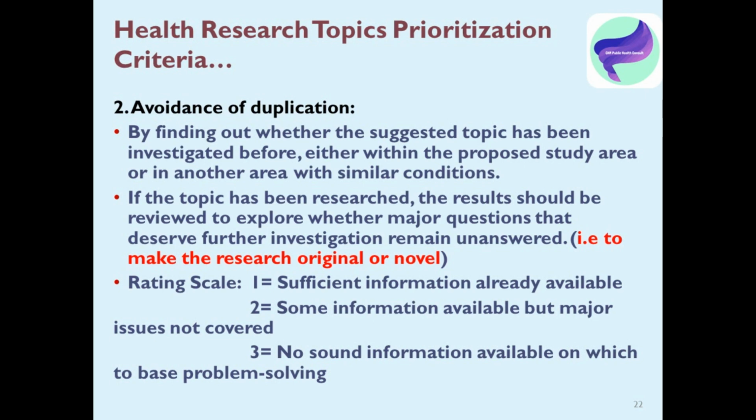The second criterion is duplication. By finding out whether the suggested topic has been investigated before, either within the proposed study area or in another area with similar conditions. If the topic has been researched, the results should be reviewed to explore whether major questions that deserve further investigation remain unanswered. That is, to make the research original or novel.